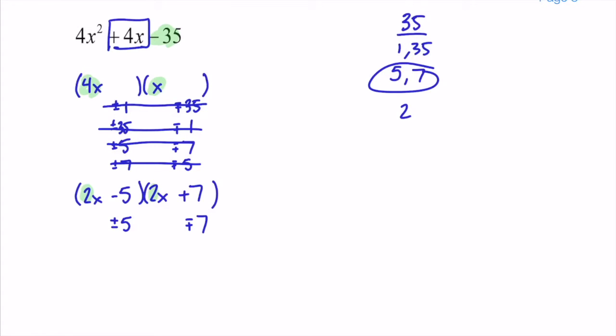So if I do that, 2x times the 7 gives me positive 14, and then negative 5 times the 2x gives me a negative 10. 14 minus 10 gives me my 4 for that coefficient on the x term. So my factored form is ultimately this.